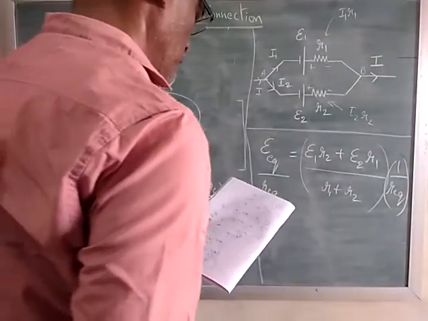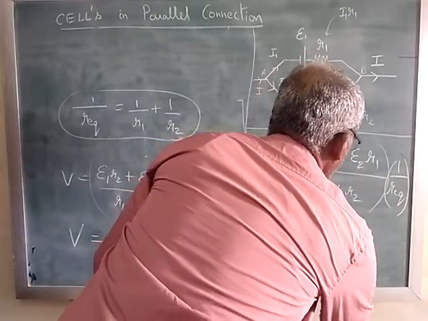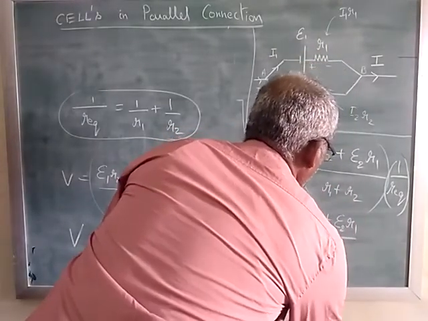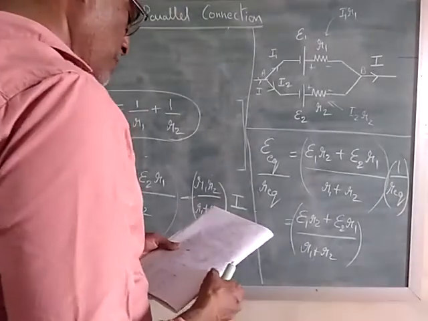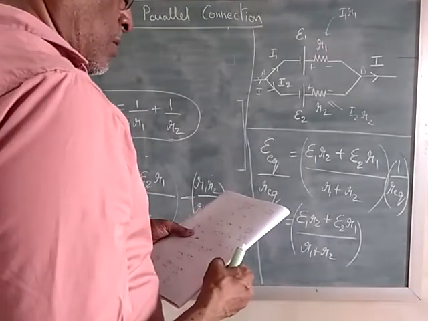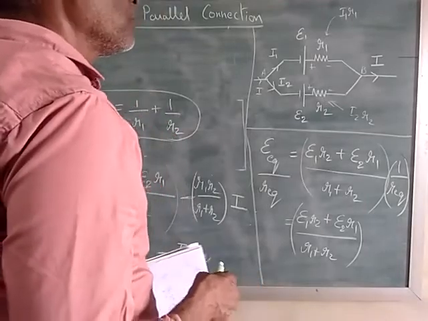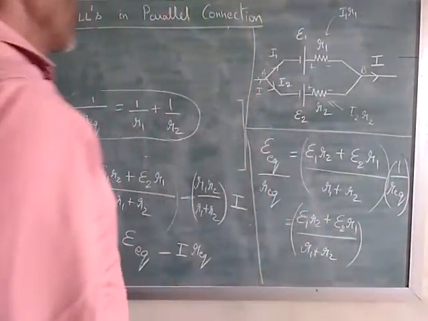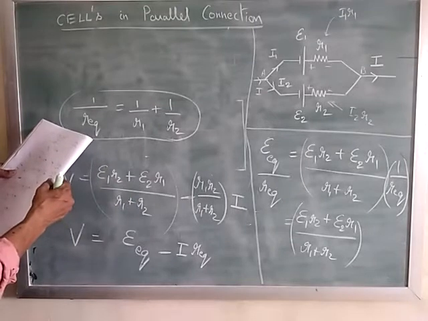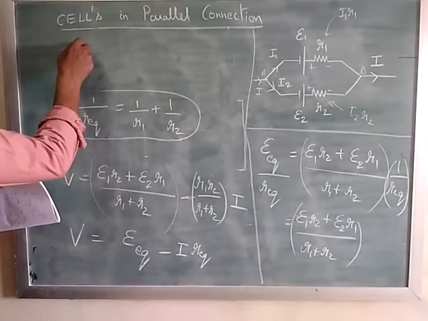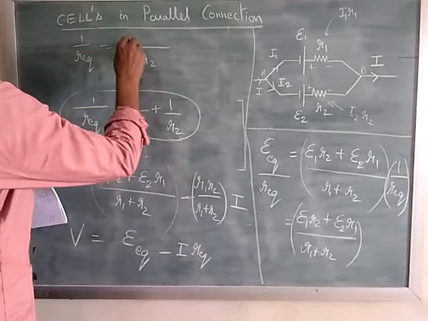So this will reduce to (E1 R2 plus E2 R1) by (R1 plus R2), and we have seen that 1 by R equivalent is 1 by R1 plus 1 by R2, or we can say you take LCM, 1 by R equivalent equal to (R1 plus R2) by R1 R2.